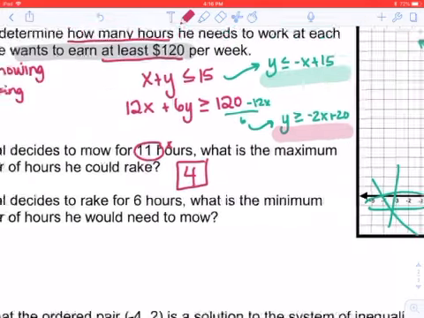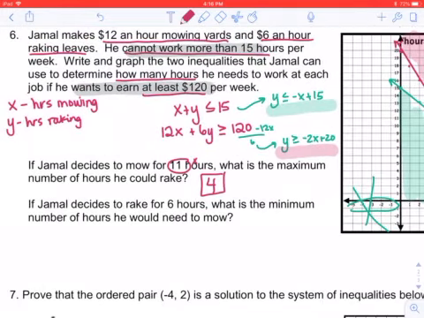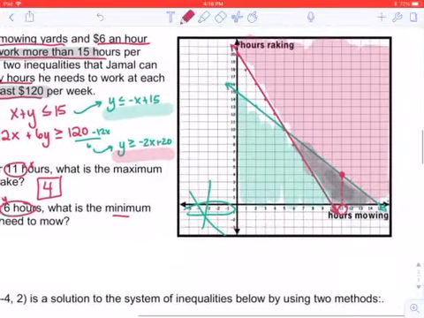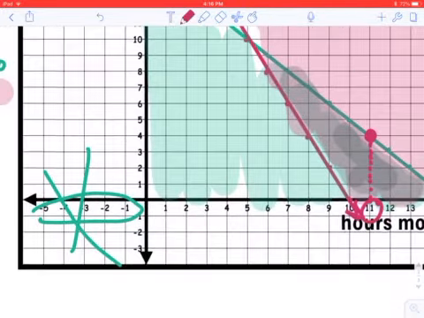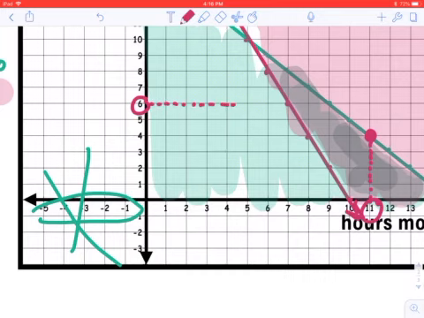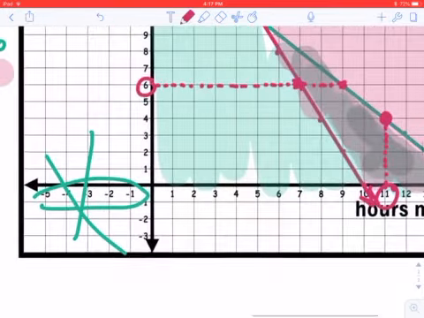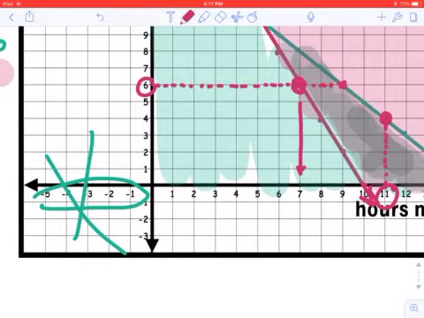Next question. If Jamal decides to rake for 6 hours, that's a y because it's raking. What's the minimum number of hours he would need to mow? So going to raking hours of 6. Here's 6 right here. I'm going to go across the graph. I hit it right here. Or I could keep going and I hit it right here, or anything in between. But they want to know what is the minimum number. Well, the smallest number that will work is this point right here, 7.